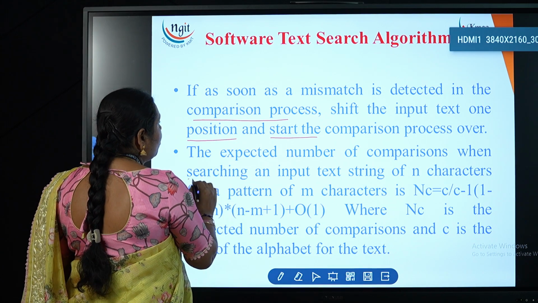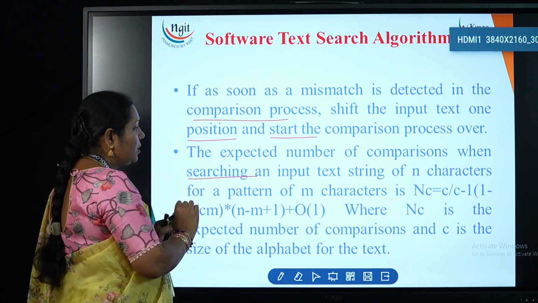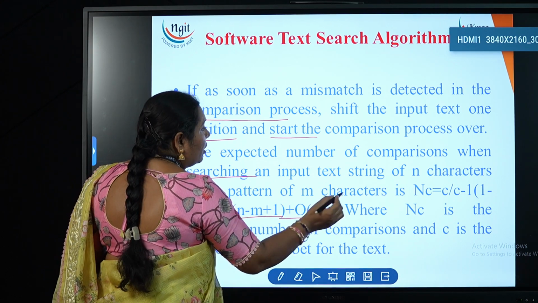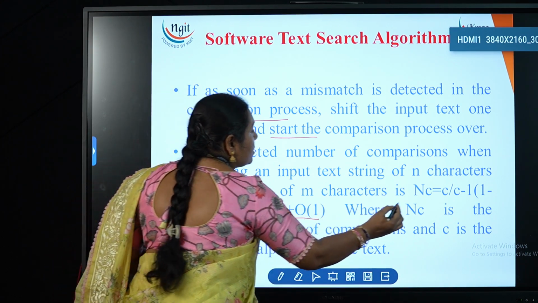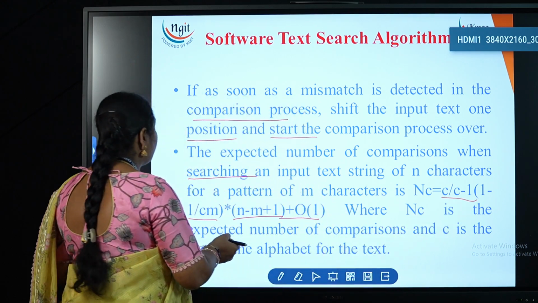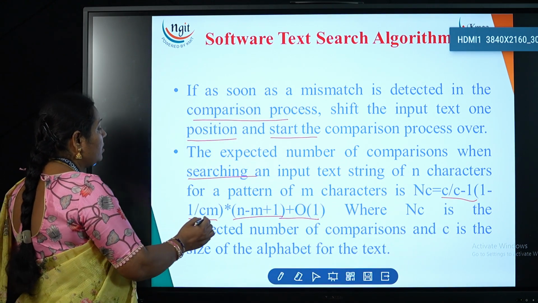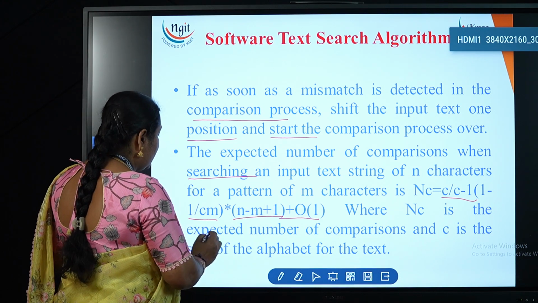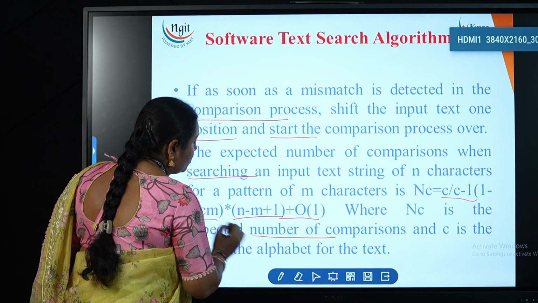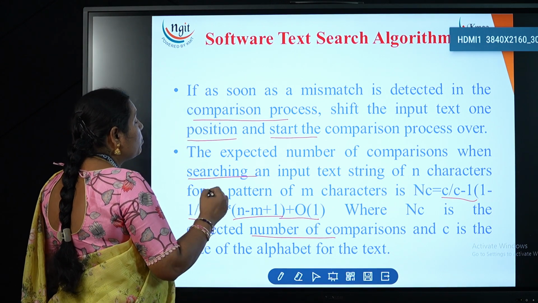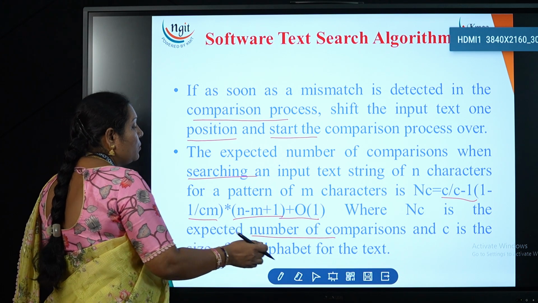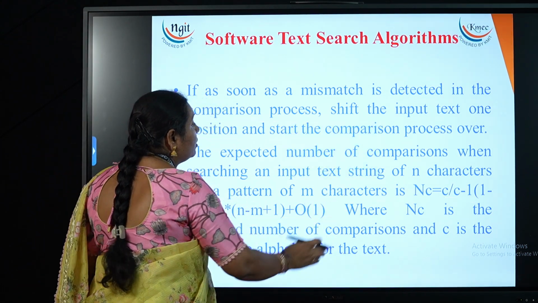And the expected number of comparisons of the text string characters will be given by this formula. NC equal to C by C minus 1, times 1 minus 1 by C to the m, times n minus m plus 1, of O of 1, where NC is the expected number of comparisons. So in total, how many comparisons am I going to do with the existing text against the string? This can be calculated using this particular equation.